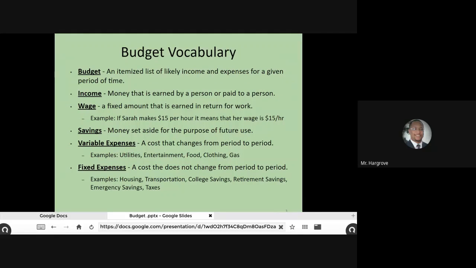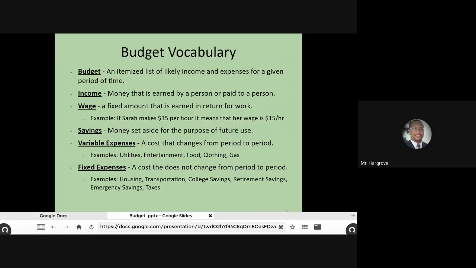This is the critical vocabulary. These words, you need to know what they mean because you're going to hear them and see them used a lot. But what is a budget? A budget is an itemized list of likely income and expenses for a given time period. A lot of times a budget is based on a monthly basis, but it could be done on a weekly basis as well. But for today's lesson, you're going to see it done on a monthly basis.